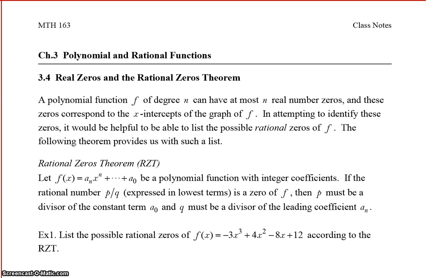So it turns out that if a particular rational number is a zero of a polynomial function, then in lowest terms, its numerator and denominator must be divisors of the constant term and the leading coefficient, respectively, of the polynomial.